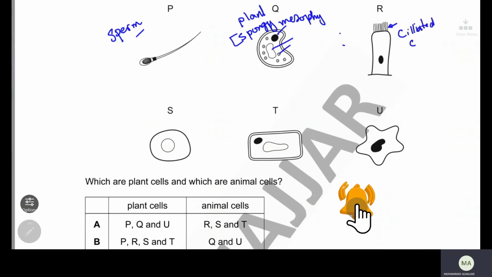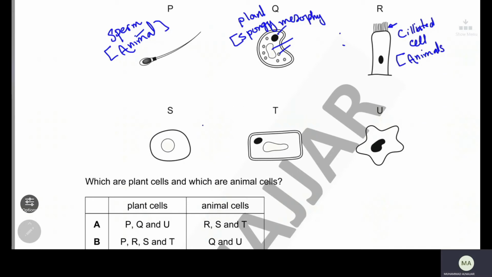Ciliated cell, surely ciliated epithelial cell. The sperm is animal or plant? Surely the sperm is an animal cell. Spongy, yes, sure, it is in plants. The ciliated epithelial cells, they are also in animals. This is a cell where we don't know whether it is animal or plant.